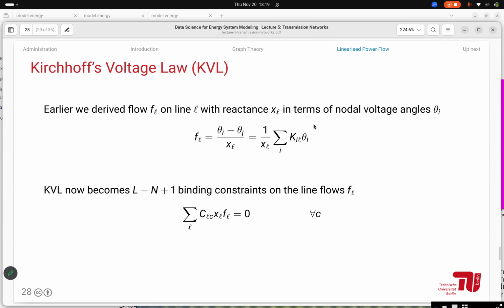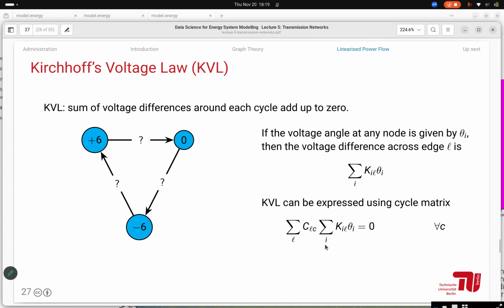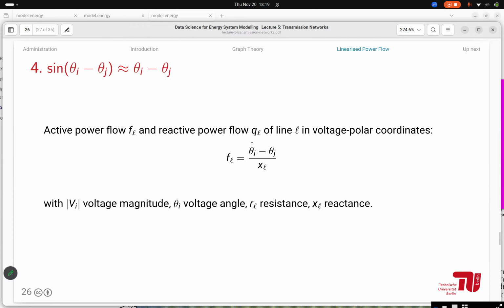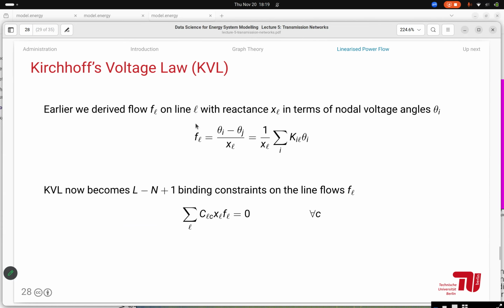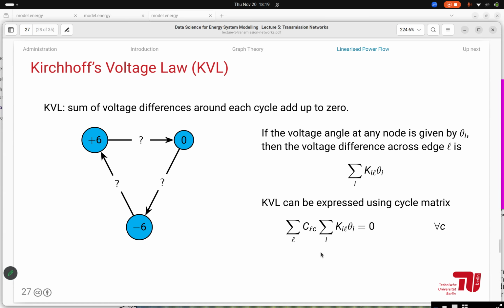So this is one equation. And this part of the equation here, we can substitute with this. And I'll show you how to do that. So if earlier we derived this equation here, this part, and if we use the incidence matrix for that again, we can express it like this, that 1 over XL times this sum of voltage angle differences. So that's something we know from here.